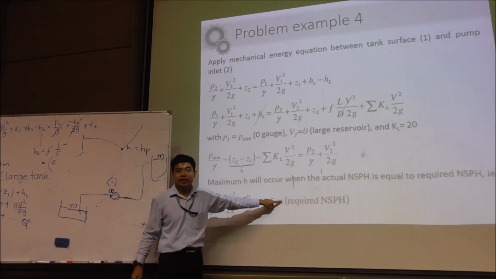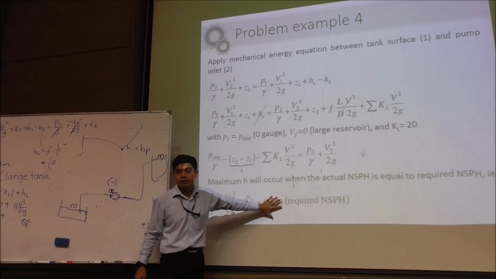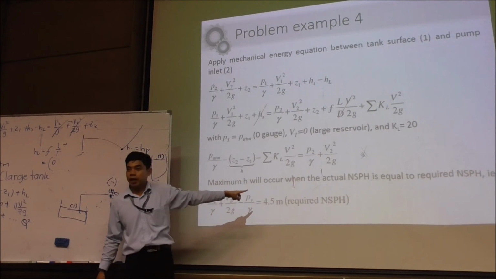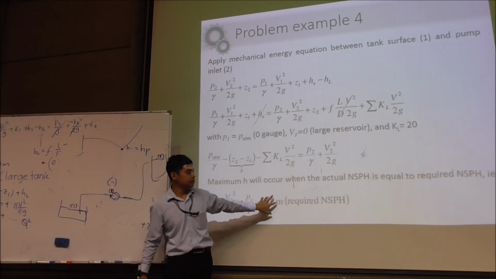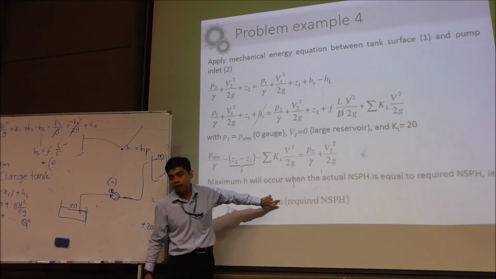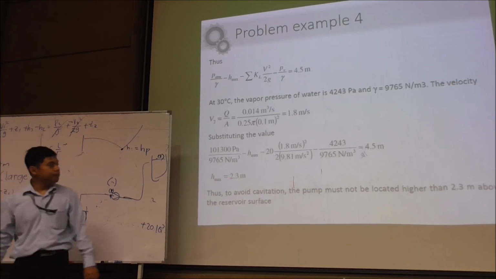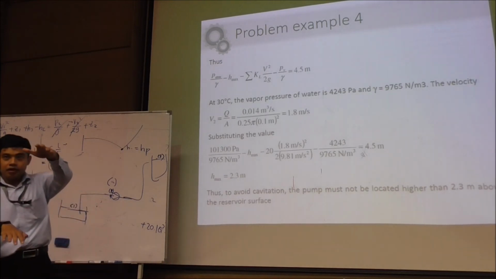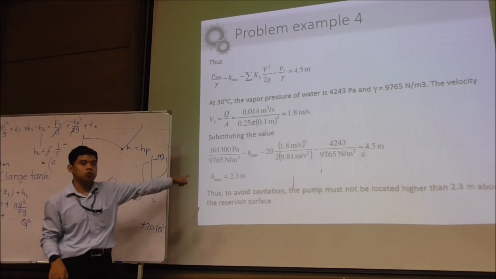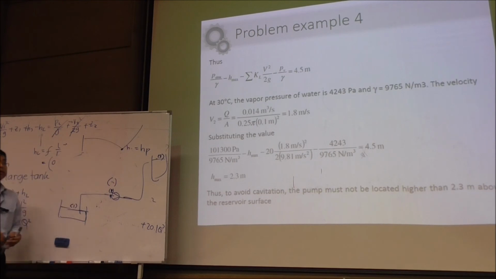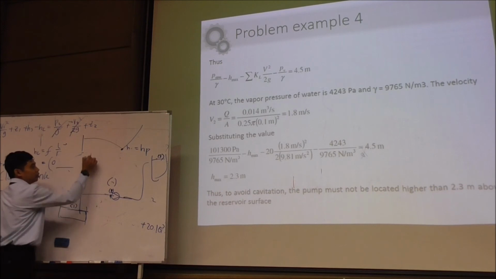This is the required NPSH. NPSH cannot be less than this. This is the minimum you have. So if you want to get the maximum H, this is the minimum required NPSH that you need to have. Okay? So if you set that one, you will know that the maximum elevation of the pump from the water surface is 2.3 meter. Okay? Remember, this one is from the water surface. Okay, so this one is talking about this.